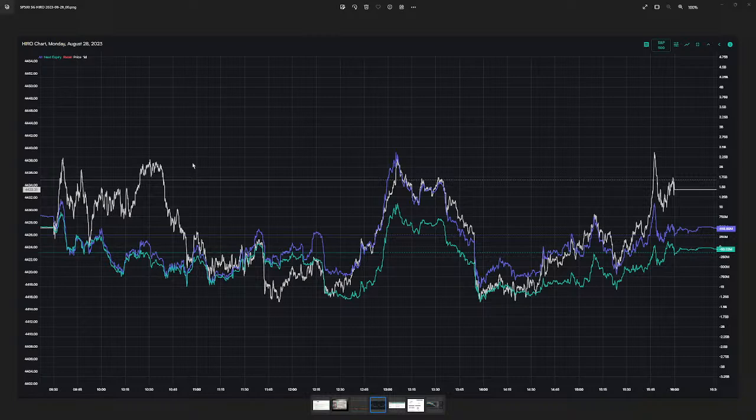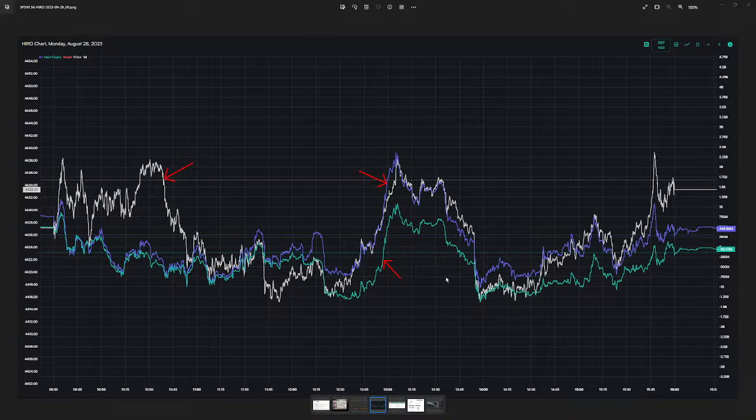So this chart is showing price for SPX with a white line, the Hero signal for all expirations with the purple line, and this is a combined signal for SPX, SPY, XSP, and ES futures, all into one combined signal showing options trades and market maker hedging activity. So the purple line is all expirations. The green line is 0 DTE, options that expired at the end of the day yesterday.